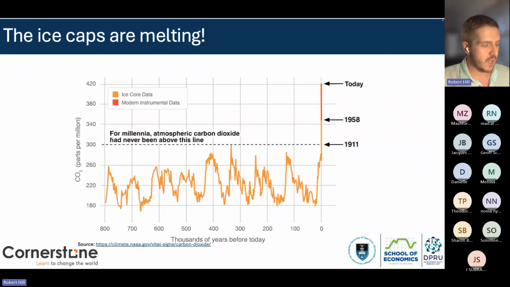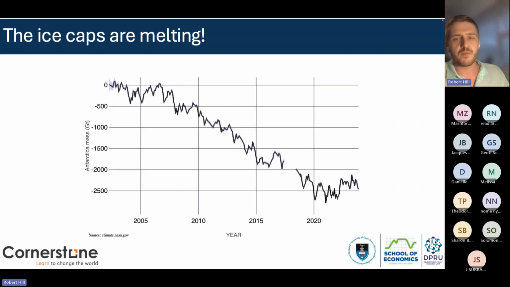Now, I'm sure this isn't news to anyone, but coupled with this uptick in global carbon dioxide levels, we also see this massive decline in the ice surface, the ice mass of Antarctica. So if you have a look from about 2003, 2004, this is where the ice cap mass started, and we're seeing a huge decline in the amount of ice sitting on Antarctica and Greenland's mass.